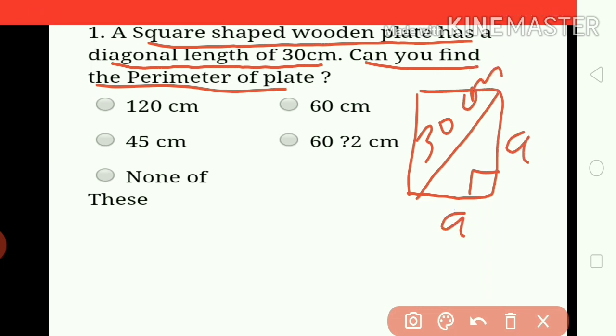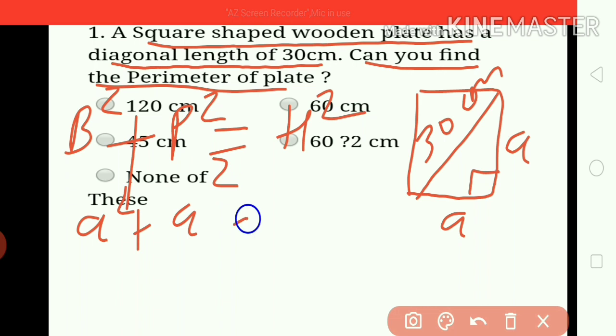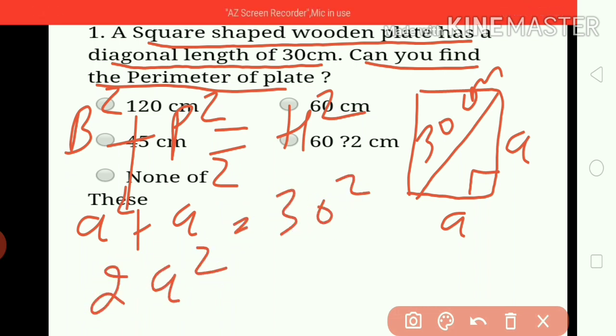By the Pythagoras theorem, we can find the side of the square through the diagonal. You know that the sum of the squares of the smaller two sides of a right angle triangle is equal to the square of the third, largest side. Means you can take the square of base and perpendicular as the sum, which is equal to the square of hypotenuse. So it will be a square plus a square equal to 30 square. So a square plus a square becomes 2a square. This is equal to 30 square, which means 900.